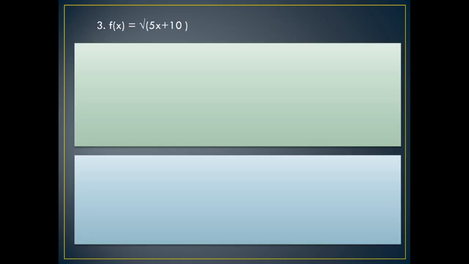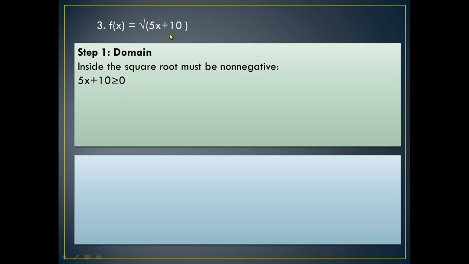Next let us see another function, f of x equal to square root of 5x plus 10. 5x plus 10 should be greater than or equal to 0. So let us find x. 5x is greater than or equal to minus 10, and x is greater than or equal to minus 10 by 5, that is minus 2. So the domain is minus 2 to infinity.